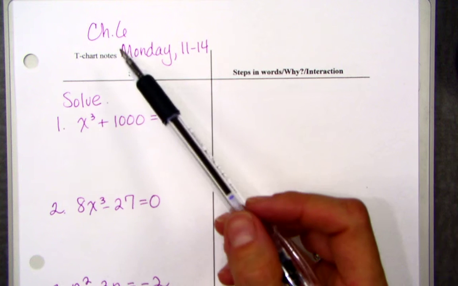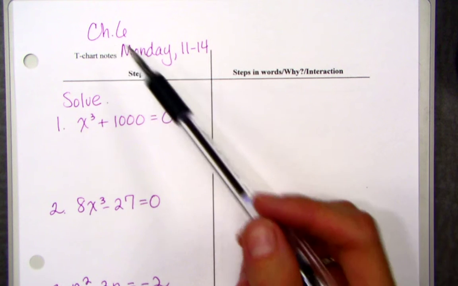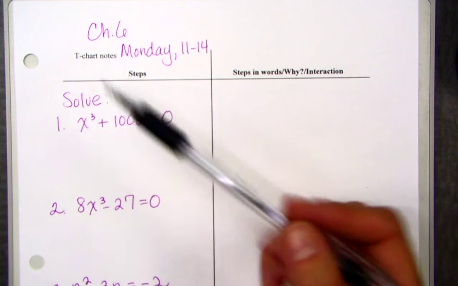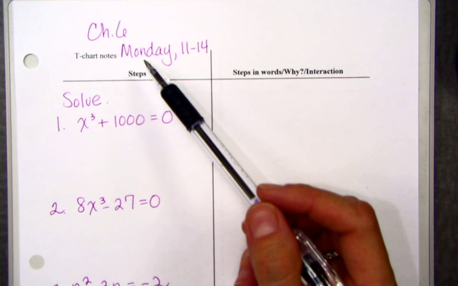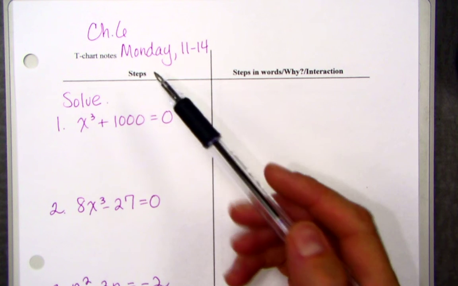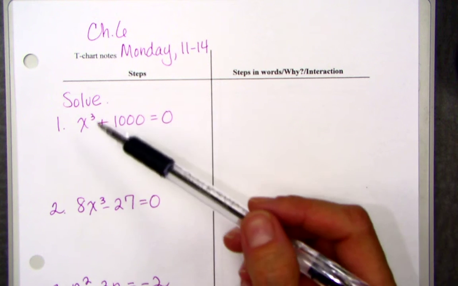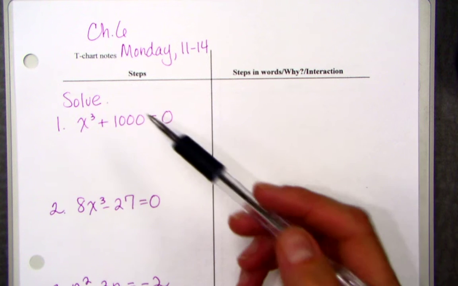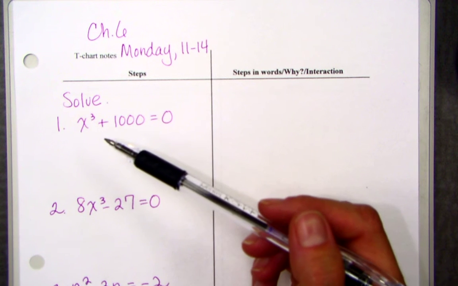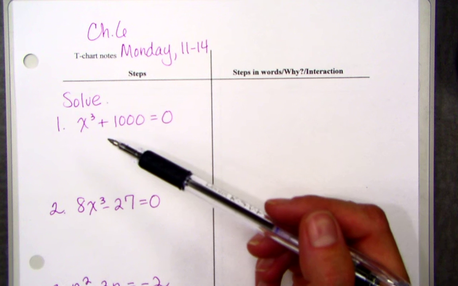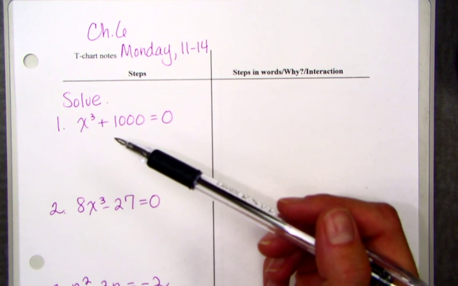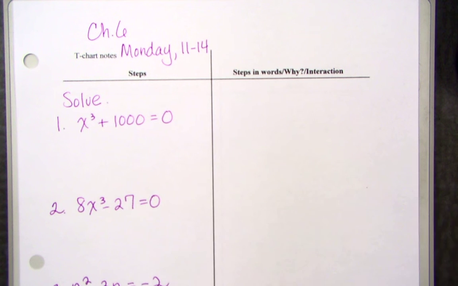So hopefully you have a T-chart note sheet picked up. Please label it something like this. It's still in Chapter 6. These are the notes for Monday the 14th. We're going to be solving equations. The book will ask you to solve them either by taking the square root or the cube root or by factoring. So we're going to do a few different problems together.